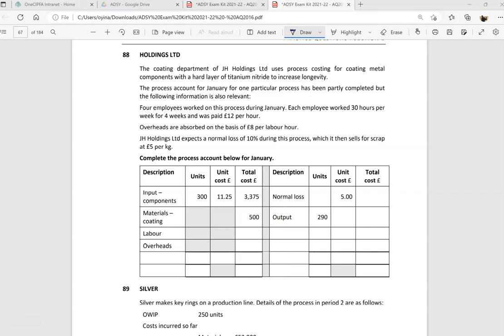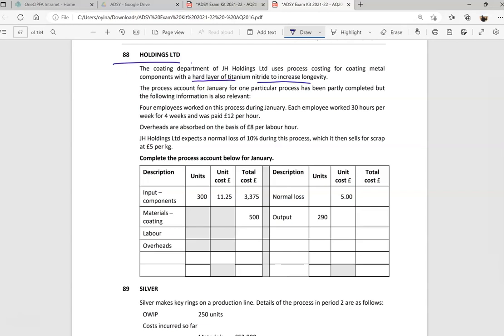Right, question 88. Holdings Limited. So what we have here is a process costing situation, so let's work through that. We have a coating department that's using process costing for coating metal components with a hard layer of titanium.